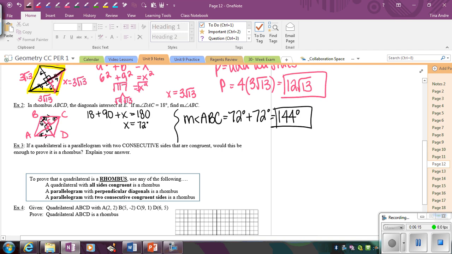if we have a quadrilateral that's a parallelogram and it has two consecutive sides that are congruent, is that enough to prove it's a rhombus? So let's take a look at that. So if I have this figure here, and I know that it's a parallelogram, and I know that these two sides here are congruent. So those are consecutive, they're in a row.